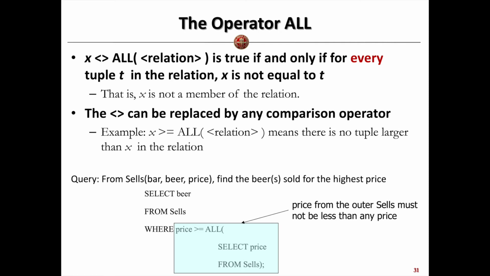I hope you still remember in homework 2, as well as previous slides, we had one question to find the highest value of a relation. I hope you still remember how we did this question before, with both relational algebra as well as SQL. Here we can do this question in a much simpler way by using the ALL operator. We have a question as shown here: from a sales table with bar, beer, price, please find the beers sold for the highest price in the table.